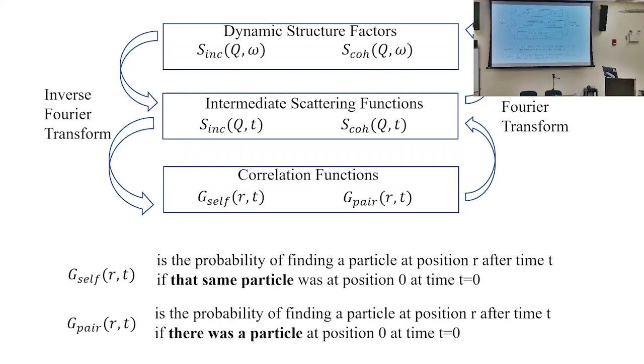The second is G pair, which is the probability of finding a particle at position R after time t if there was a particle at position 0 at time t equals 0. So this is the pair correlation function. So now you can see the dynamic structure factors or intermediate scattering functions, they may look very different, but they are directly related with correlation functions, which you can understand rather easily.